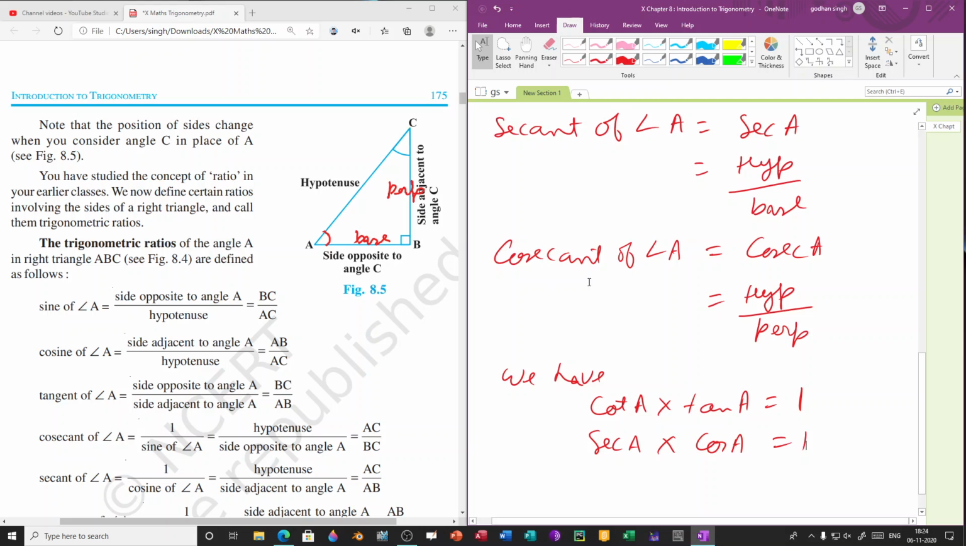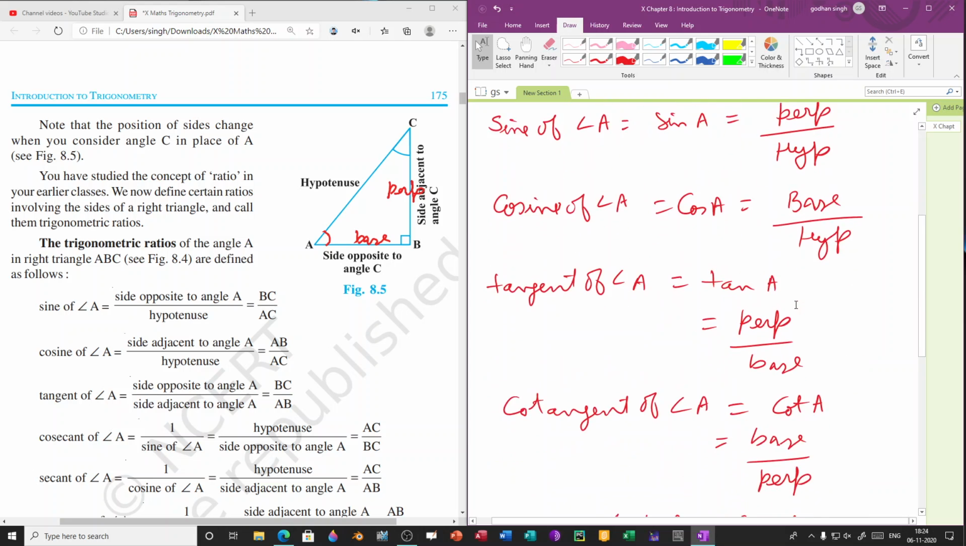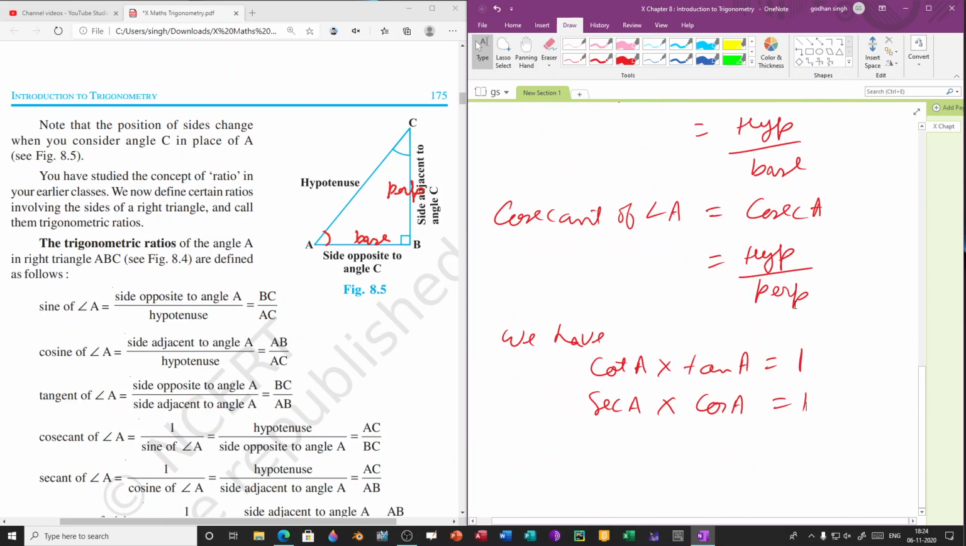Similarly, let us take cosecant, that is cosec A. Cosec A is hypotenuse over perpendicular. And if you remember, sine A is perpendicular by hypotenuse, so they are reciprocals of each other. So we will write this as cosec A into sine A equal to 1.